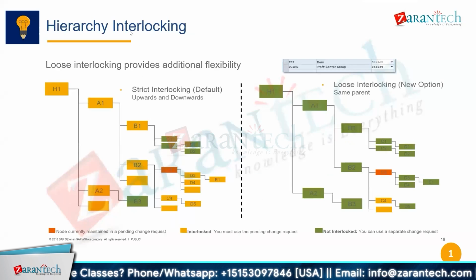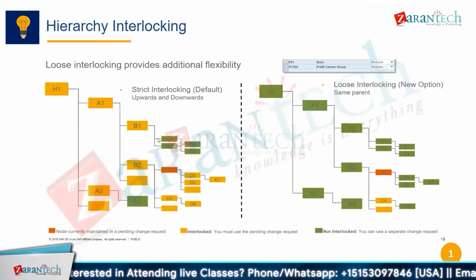Yeah, hierarchy interlocking. Hierarchy interlocking means here you can see some nodes are orange, some are in red, some are in green. So it means you can have multiple change requests, multiple changes. If I'm going to change C1, let's say this is a cost center. If I modify anything related to this cost center, I should get the changes only for this.